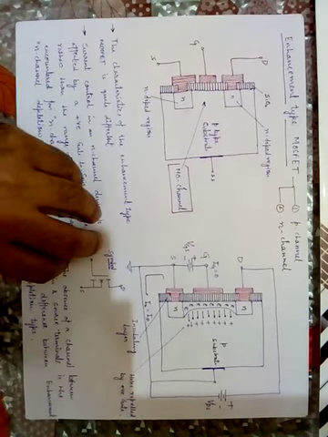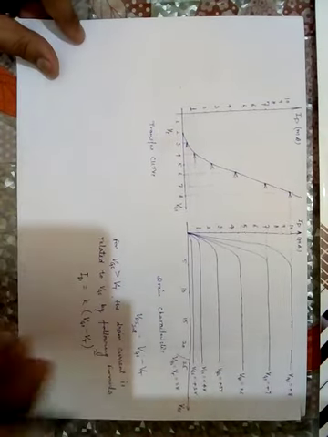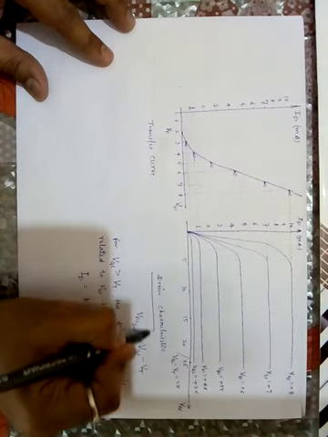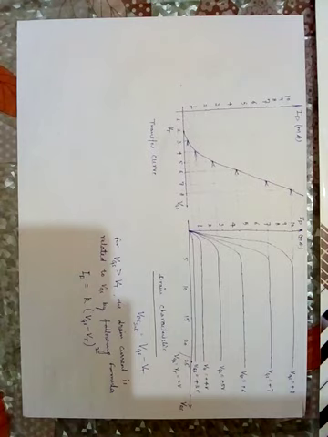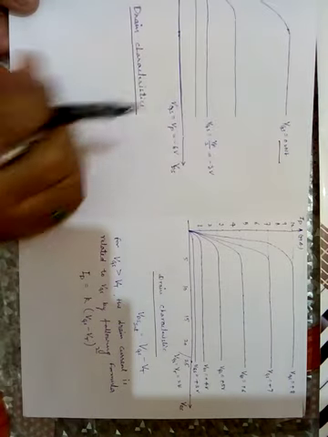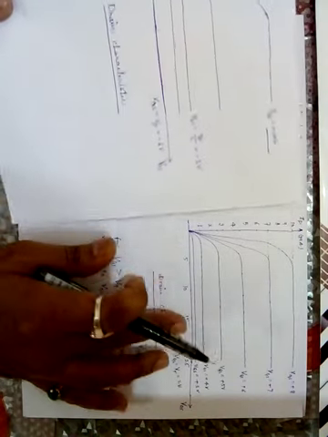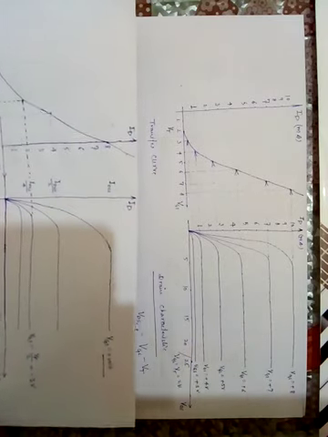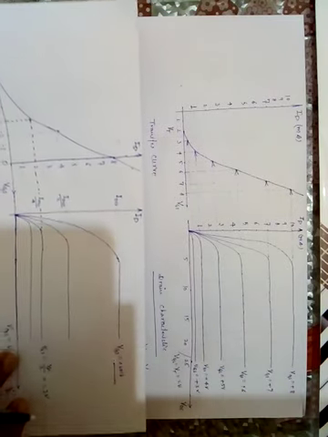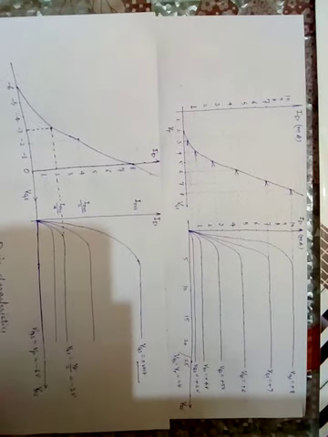Now I am coming to the next point of the enhancement type MOSFET. This is again the drain characteristic. It looks similar to the drain characteristic I have drawn for the JFET. You can see here, this is the drain characteristic, and the one I have drawn here is the same as this one. You can match both. This is for the enhancement type and this is for the depletion type. Both look the same, but they are not the same. Why are they not the same?